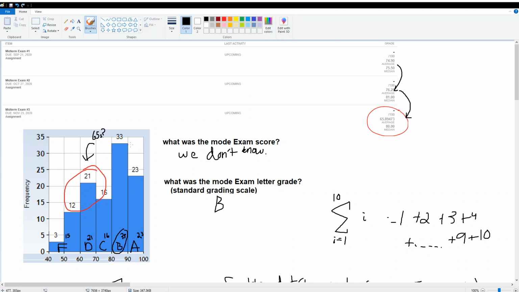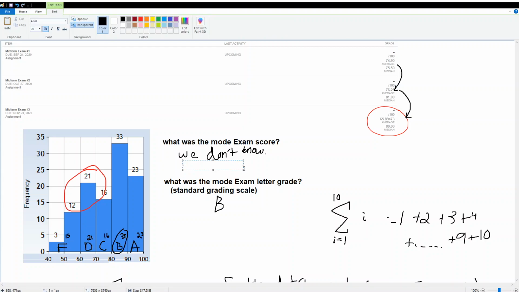What if these were all 65s and we had 1781s and we had, say, 1687s? Well, then in that case, the mode would not be in the 80s. Conversely, if all 33 of those B scores were 85s and all 21 of these D scores were 65s, then the mode would be 85. Because we don't have the actual scores, we can't get the mode exam score from this display.